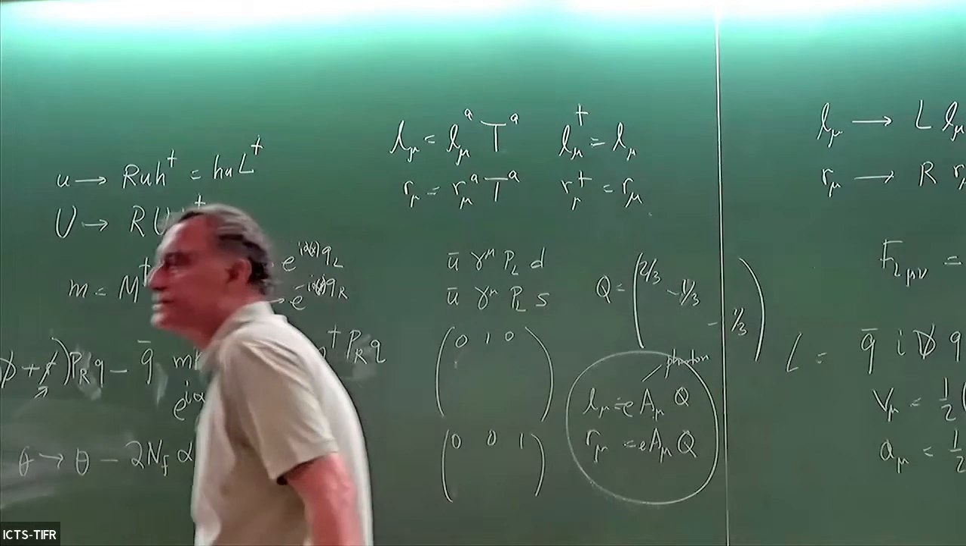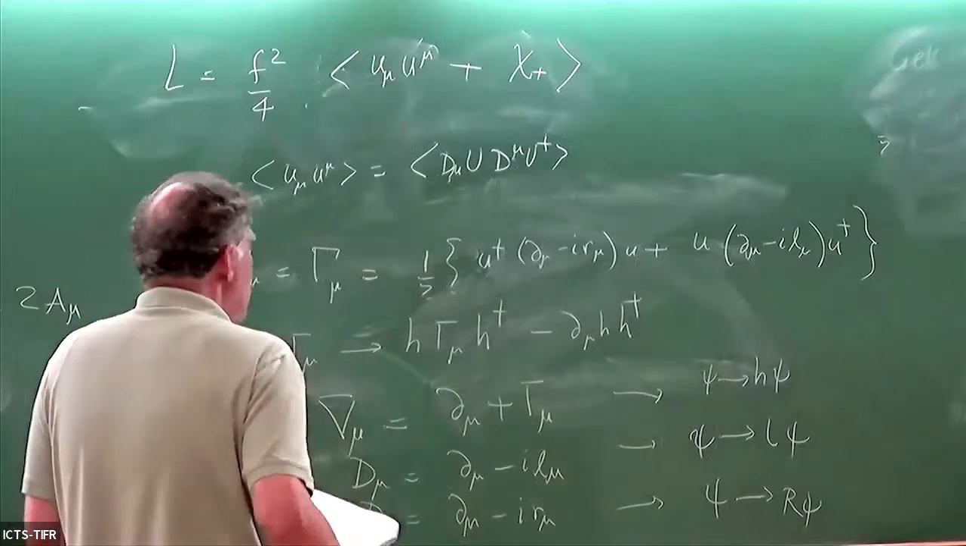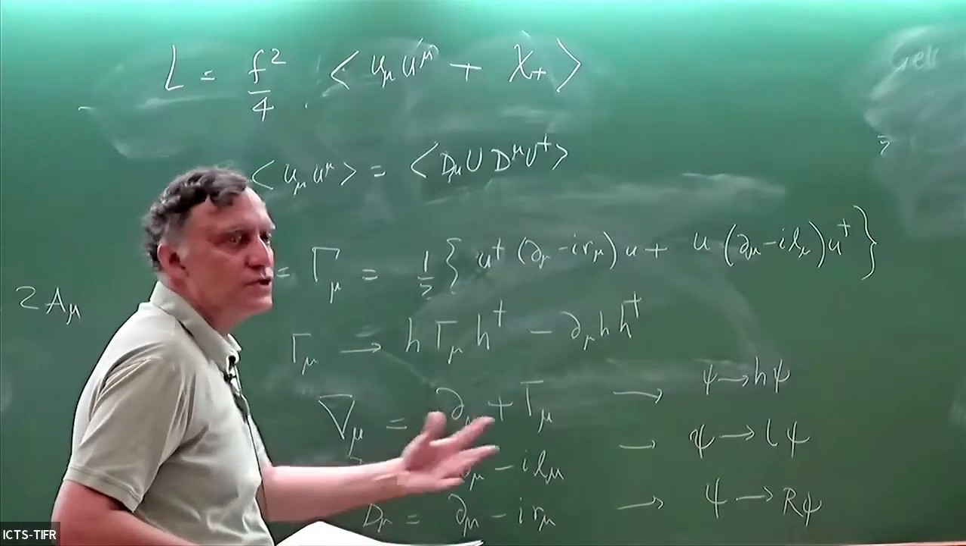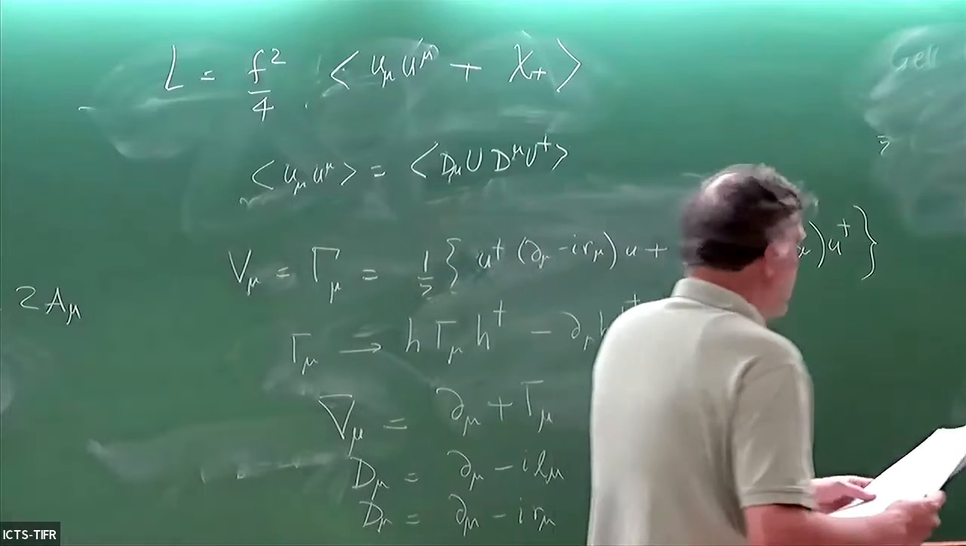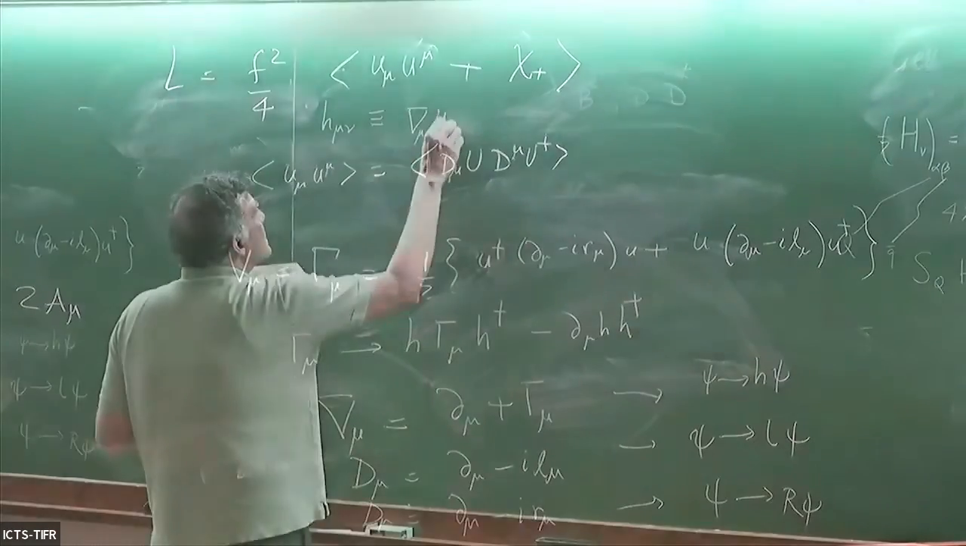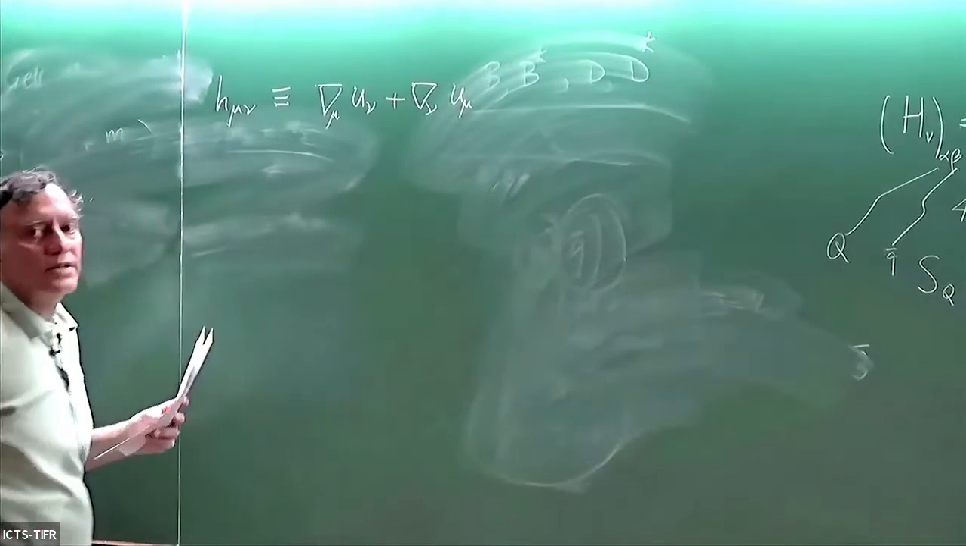Okay. Now, when you go to higher order, you need derivatives of the u's and so on, because you can have two derivative operators and more. So what they've done is defined a thing h_μν, which is by definition ∇_μ u_ν + ∇_ν u_μ, a symmetric derivative.